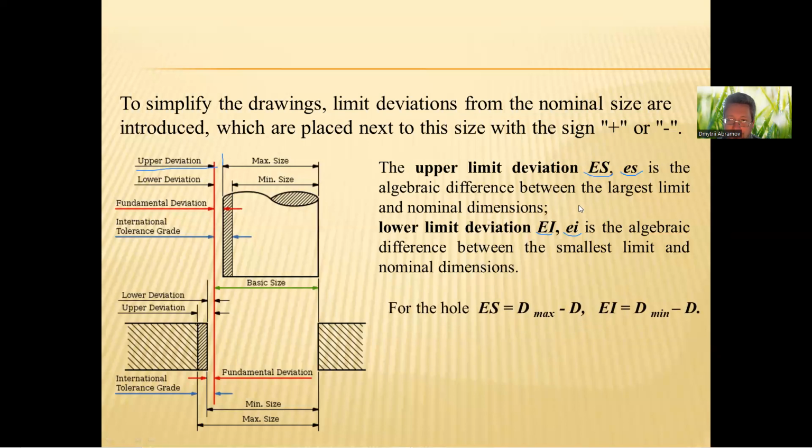For the holes, upper limit deviation, big ES is equal to D suffix maximum, big D, minus nominal size of the hole, minus D. Big EI is equal to D suffix minimum minus nominal diameter of the hole.